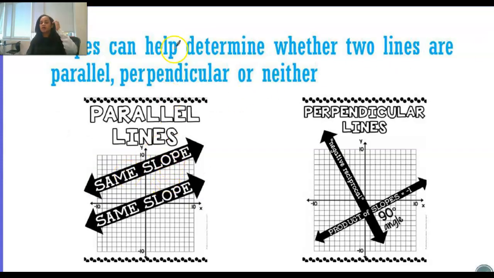Here's another thing we need to talk about. Parallel lines, you know what they are, but did you realize they have the same slope? Parallel lines have the same slope. Perpendicular lines, they have what we call negative reciprocal slope or opposite reciprocal slope.